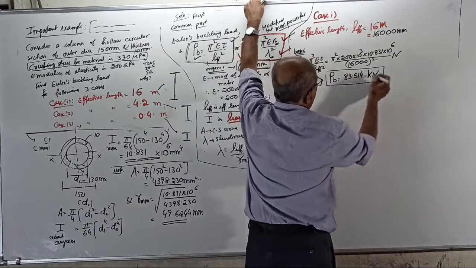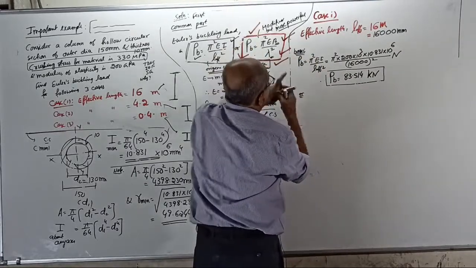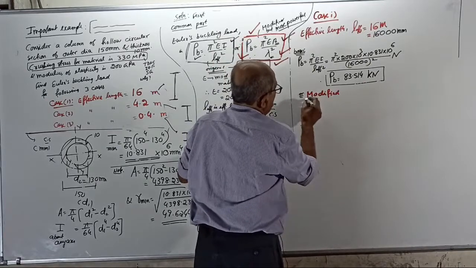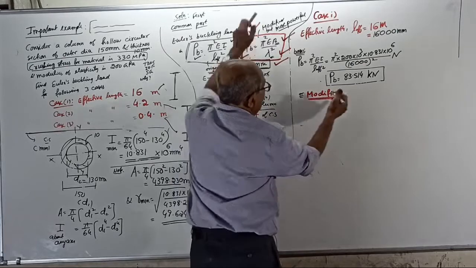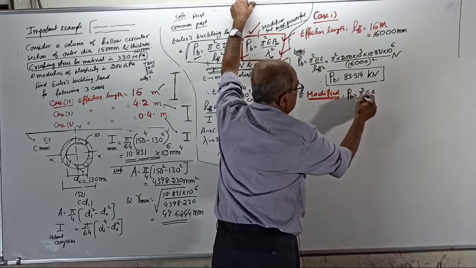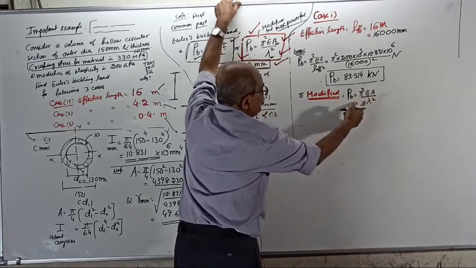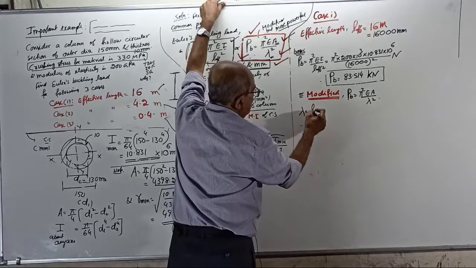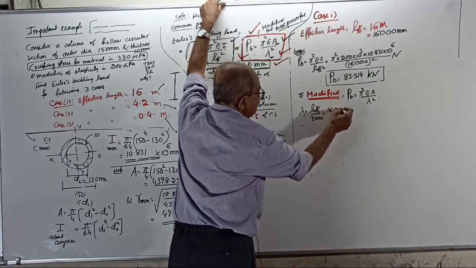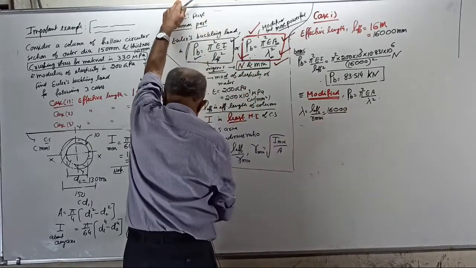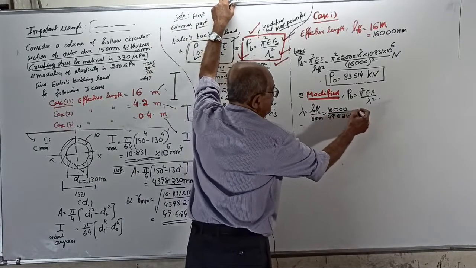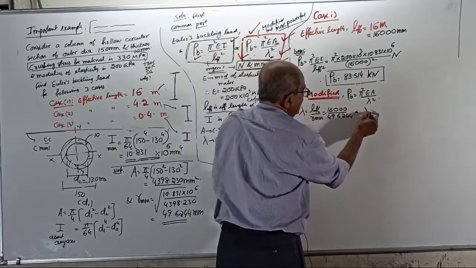Or, suppose you use the modified formula. I am telling this for a reason. With the modified formula, your buckling load PB equals pi square EA by lambda square. So now you require lambda. Lambda equals L effective by R minimum, equal to 16,000 by minimum R, which is 49.6244.